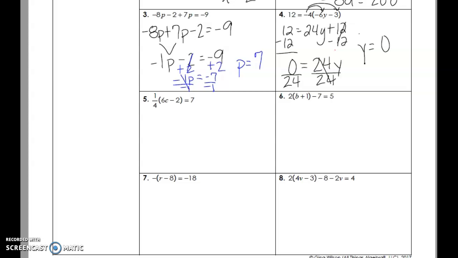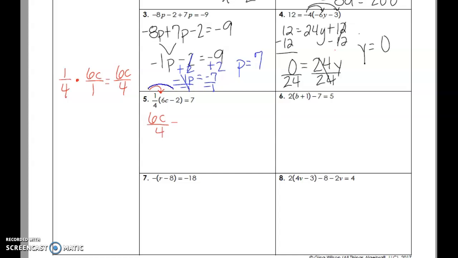1/4 times 6c minus 2 equals 7. We're going to begin by distributing 1/4 and multiplying it times 6c. So 1/4 times 6c over 1. We can multiply straight across. 1 times 6c is 6c. 4 times 1 is 4. So that would be 6c times 4. Bring down our subtraction sign.